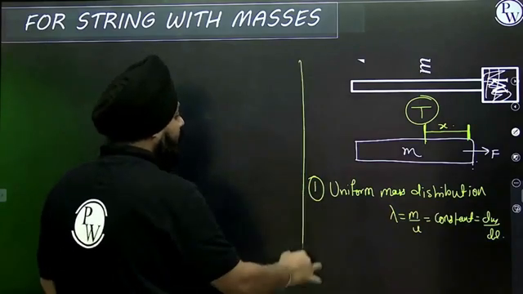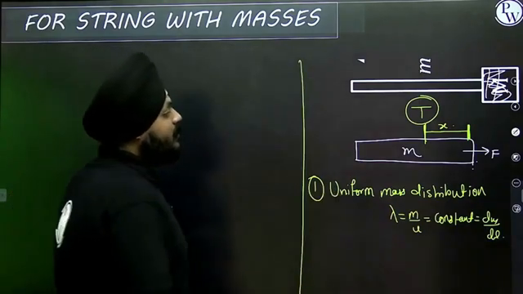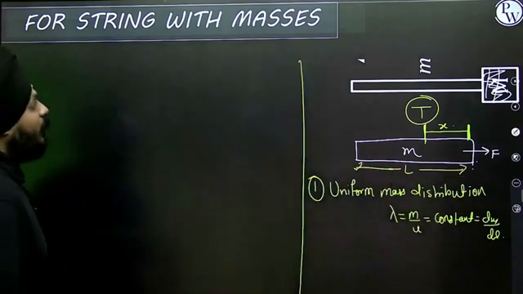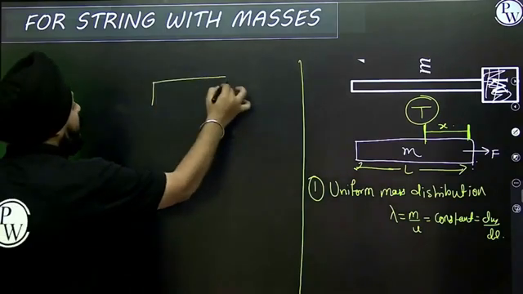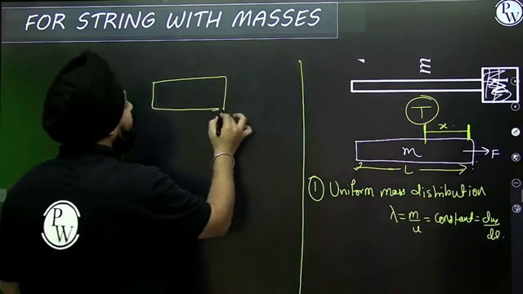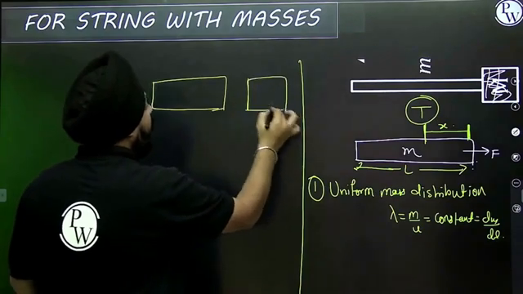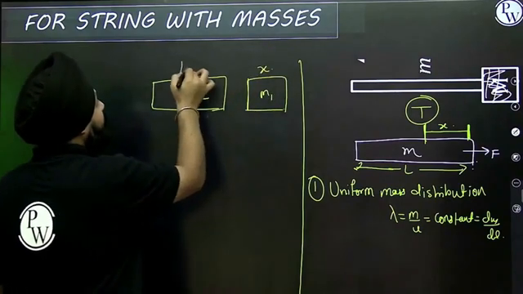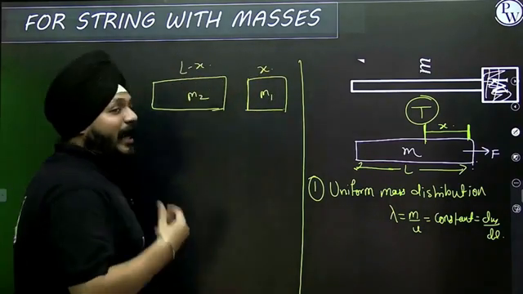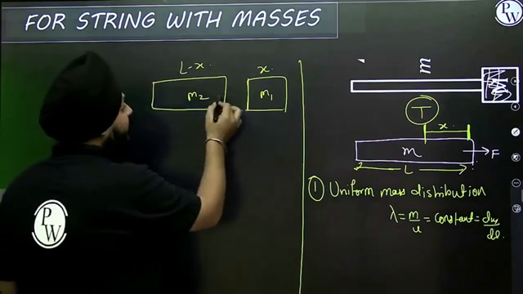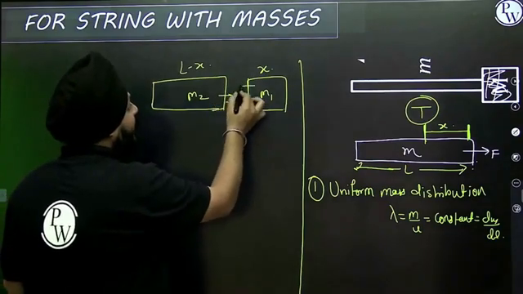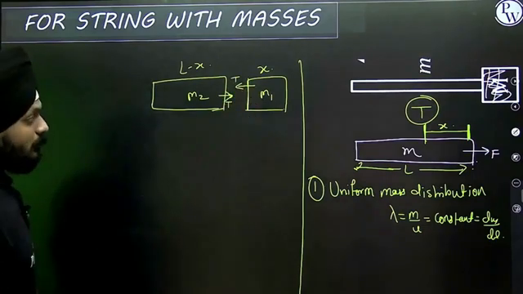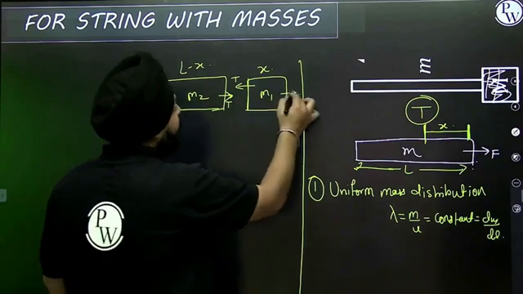Now let's draw the FBD. Suppose the total length of the string is L. Suppose we need to calculate the tension at a distance x. So I am dividing the rope into 2 systems. This one will be M1, this one will be M2, this will be x, and this will be L minus x. Now tension is a pulling force, so the direction of the tension will be this way. Force is acting in this direction.